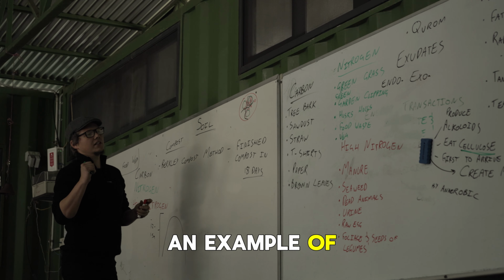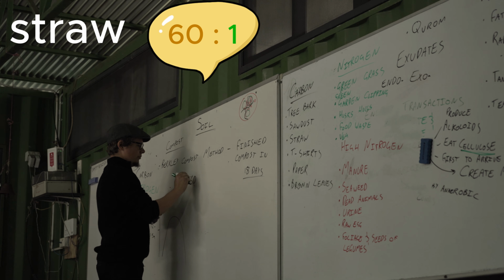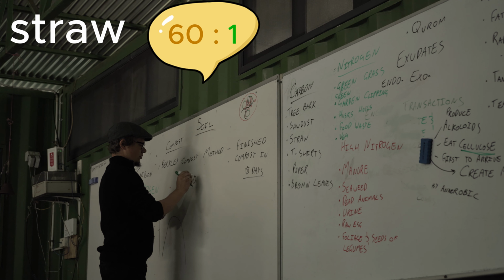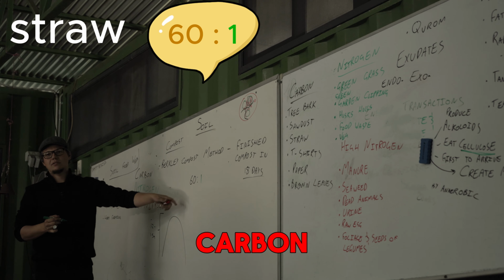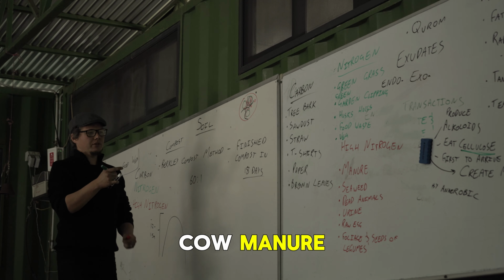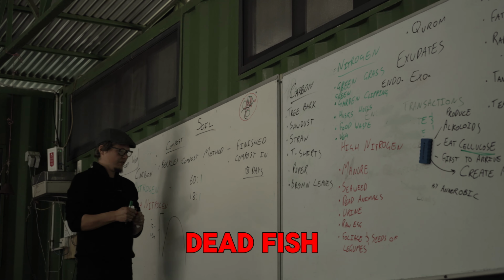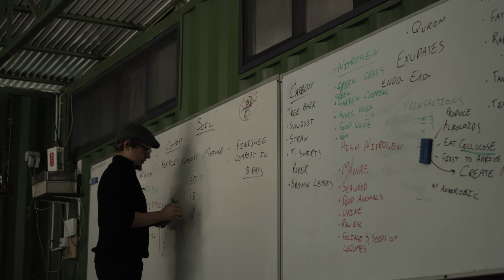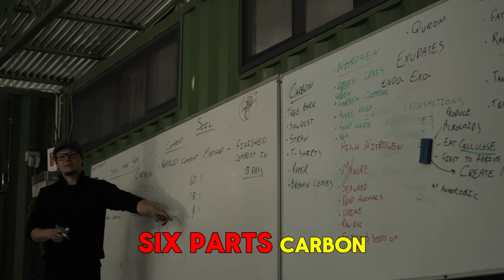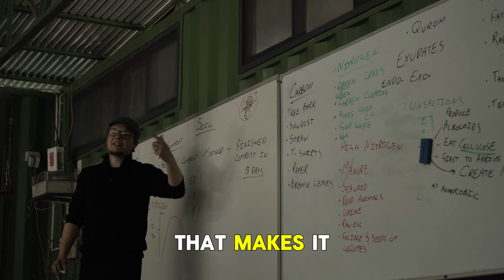So when I write the ratio, let's take an example of straw as a carbon material. Straw is going to be 60 to 1. So 1 nitrogen to 60 carbon. If I get cow manure, I'm going to have something like 18. If I get fish, like just dead fish, I'm going to have something like 6 to 1. So that's 6 parts carbon, more carbon than nitrogen. But because it's every 6 parts of carbon, there's 1 nitrogen, that makes it high in nitrogen.